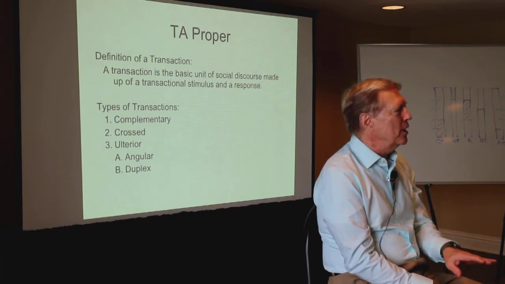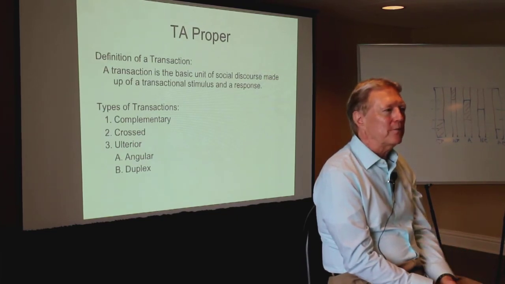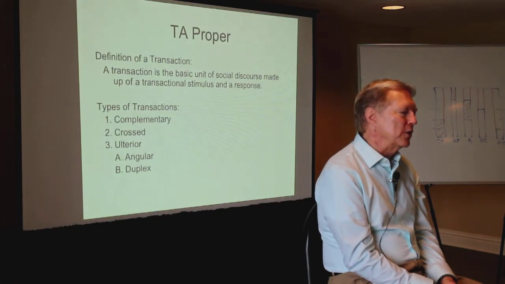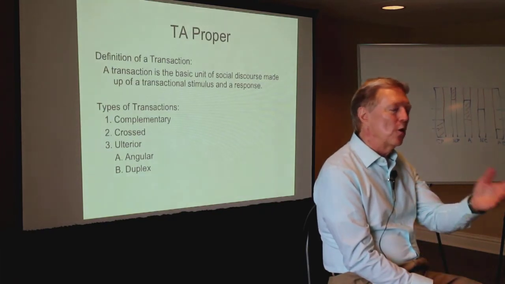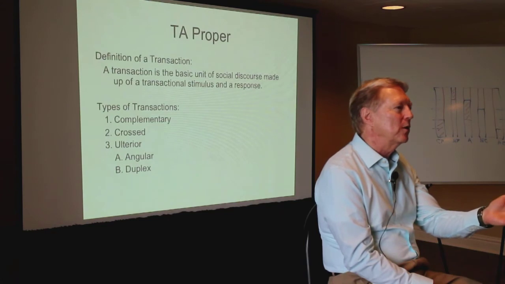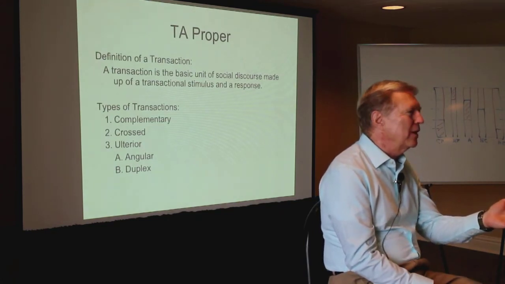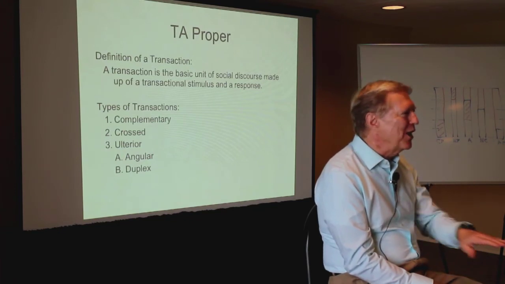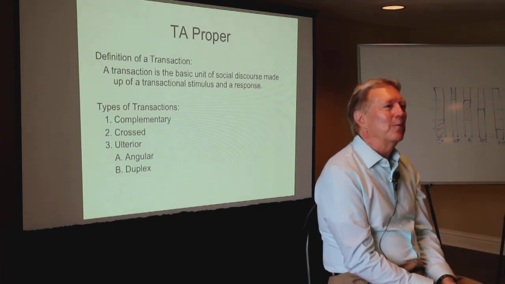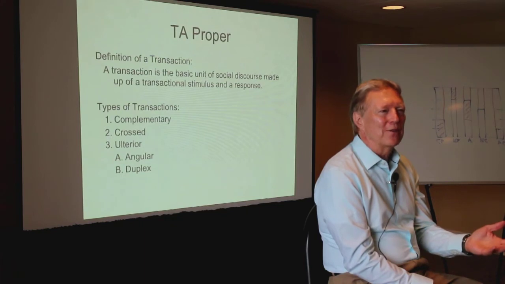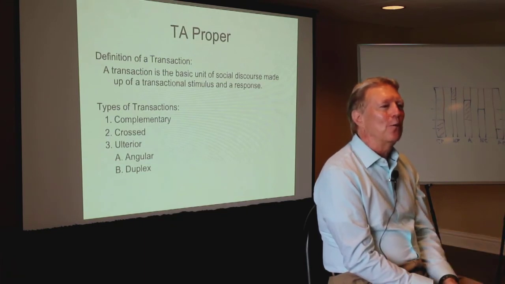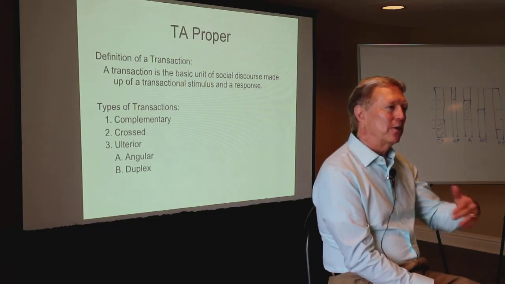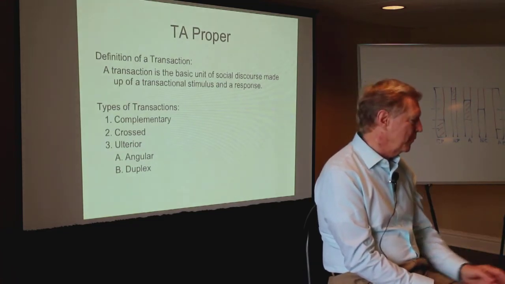In a duplex transaction, the stimulus on the social level is coming from one ego state and a different ego state on the psychological level. For example, if on the adult level a guy says to the girl, "Would you like to come up to my apartment and look at my etchings?" Is that his real intention? Probably not. On the child level, he's saying, "Let's go fool around." And so he's communicating something in an ulterior way rather than being overt and direct about it.